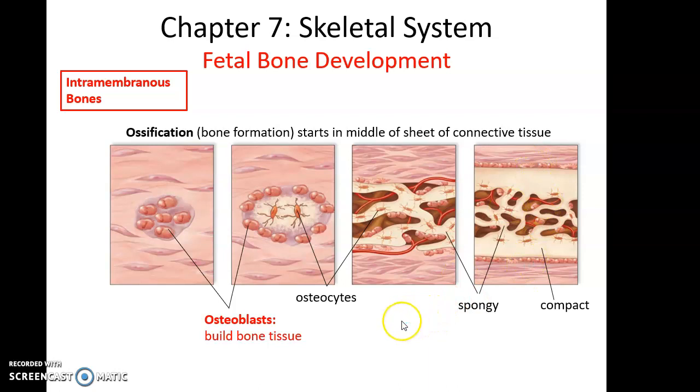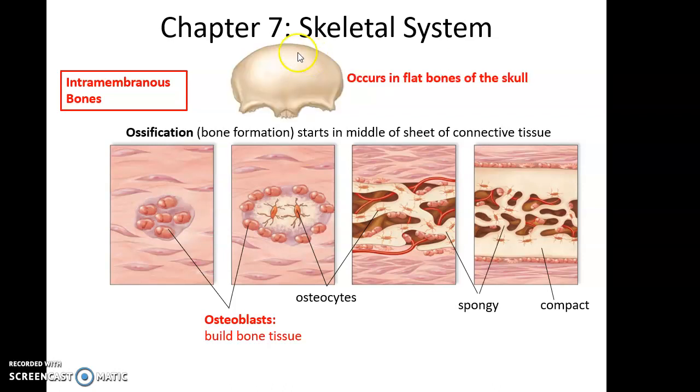So that is how the intramembranous bones, the flat bones of the skull, were produced. And again, only in the flat bones of the skull. And of course, this process doesn't complete until after the infant is born. And that's why there's a soft spot on the top of babies' heads.